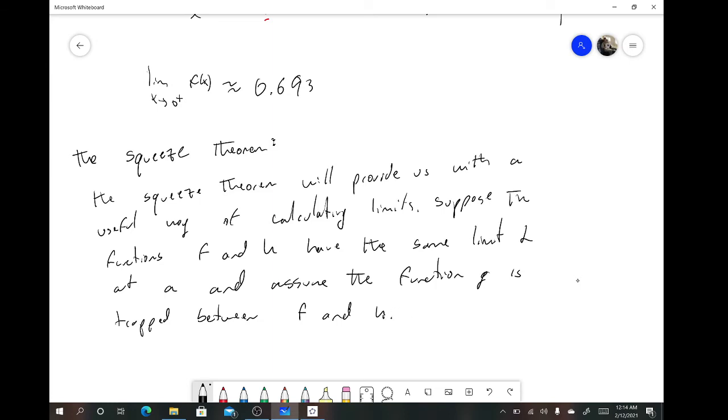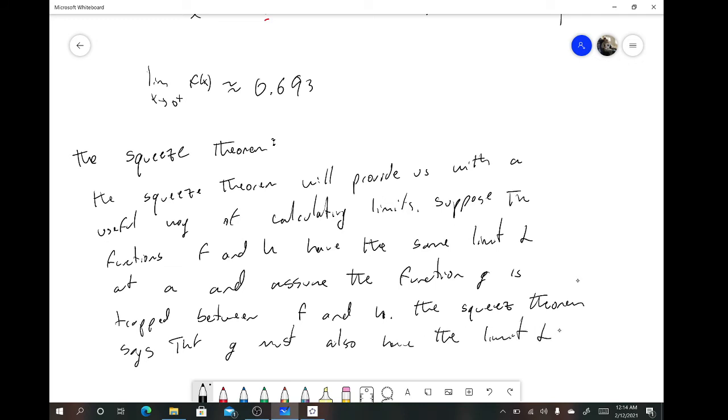Well, the squeeze theorem, what it says is the following. The squeeze theorem says that g must also have the limit L at a.